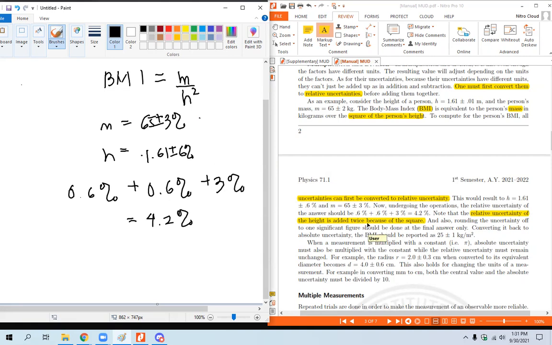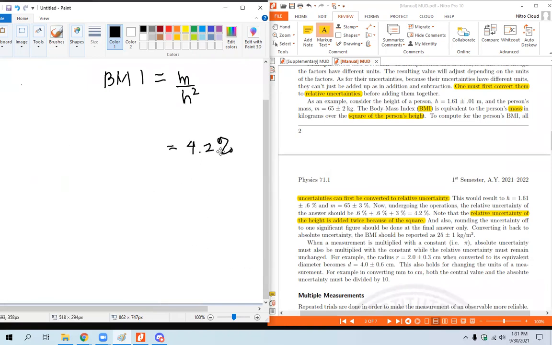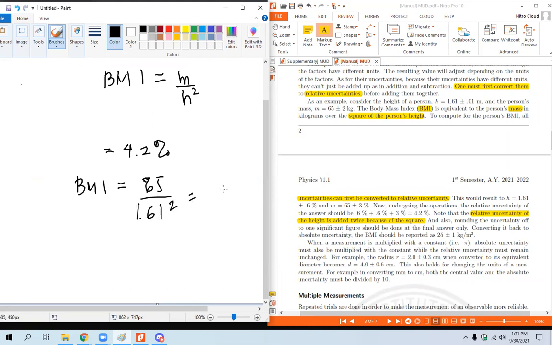Ngayon, the next step now would be to calculate the actual central value of the BMI. This is determined by just dividing your central values. So you have BMI is equal to mass 65 central value divided by central value of your height squared. I'm going to skip the calculations again. So this is 25. So in relative uncertainty terms, si BMI mo is calculated as 25 plus or minus 4.2%.